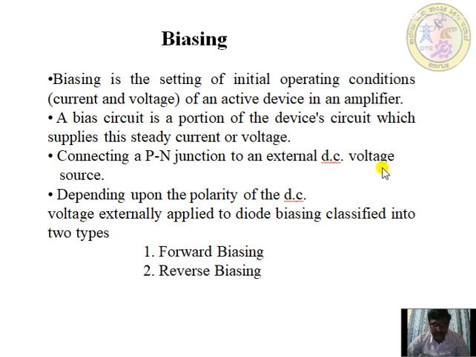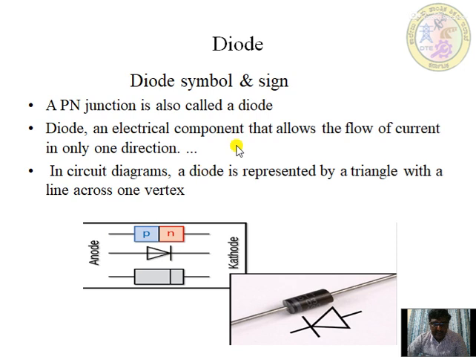Depending upon the polarity of the DC voltage externally applied, the diode biasing is classified into two types, that is positive to negative or negative to positive, for the anode or the cathode. We differentiate them into forward biasing as well as reverse biasing. Now we will go to the diode.